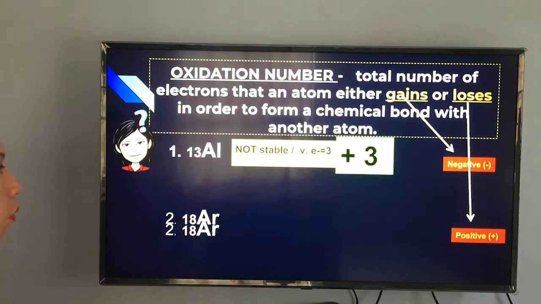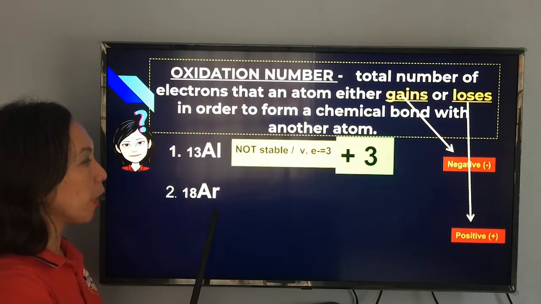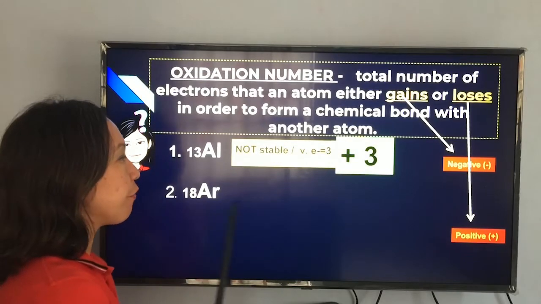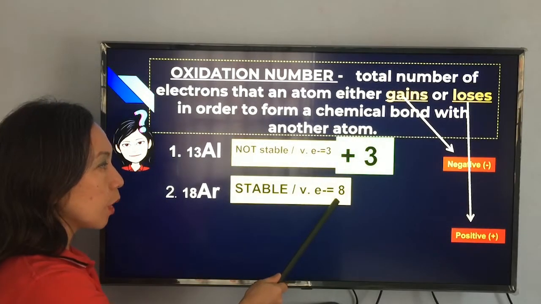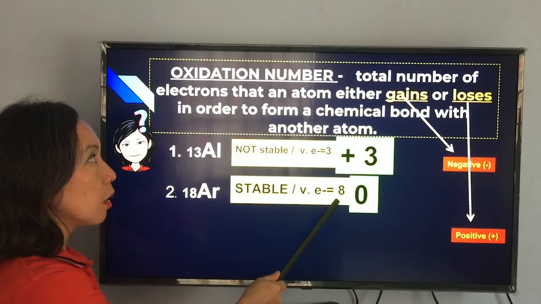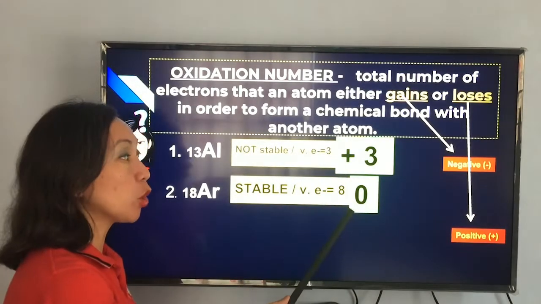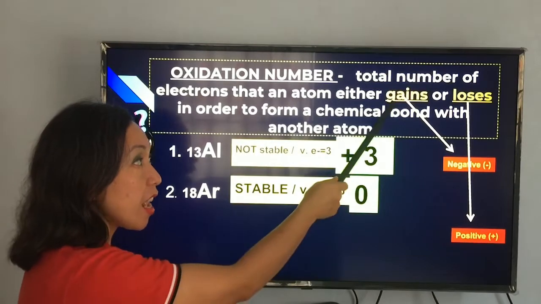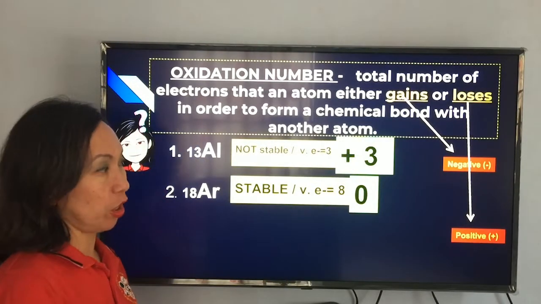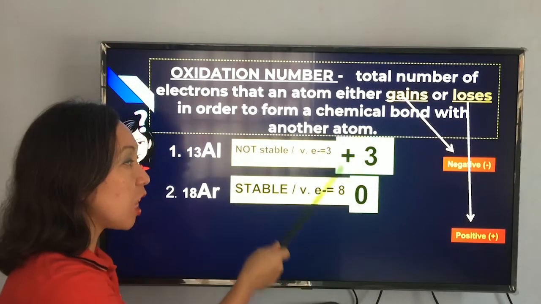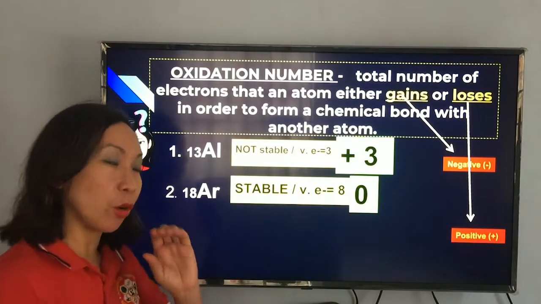Next, argon with a valence electron of 8. So the oxidation number is 0. Why? Because it will neither gain nor lose an electron. So it has an oxidation number of 0.